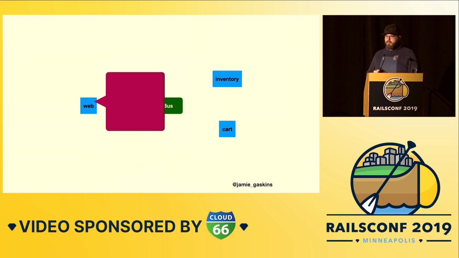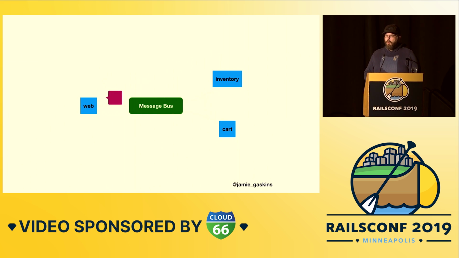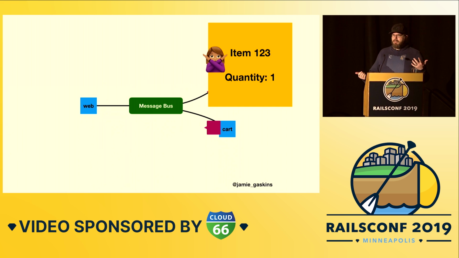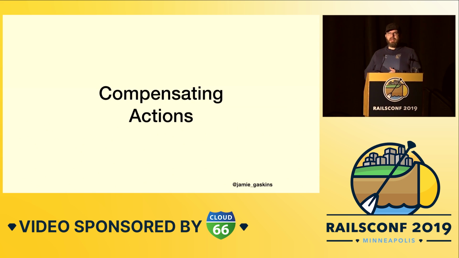We generate the message in our web app. We send that off to our message bus, which then publishes it to both of these services, the inventory and the cart service. But then the inventory says, we only have 1. We can't add 2 to their cart. So that's not going to happen. And so we then have to implement what we call compensating actions, which is like that inventory service has to say, sorry, this isn't happening.